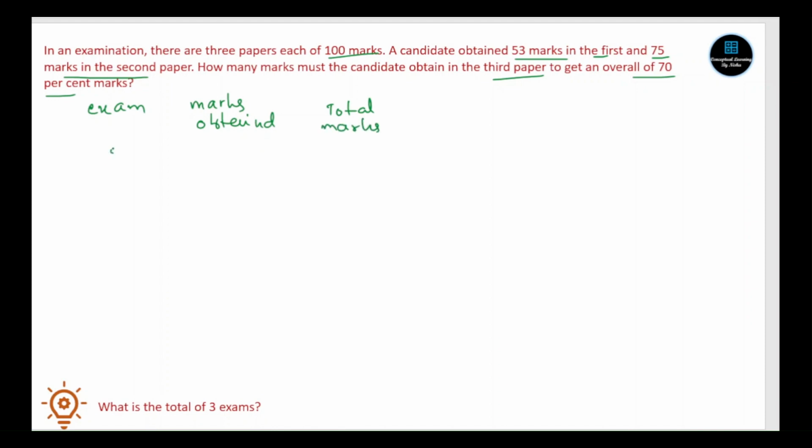So first exam, she obtained 53 out of 100. Second exam, 75 out of 100. And let's say in the third exam we have to find. So let's say in the third exam she obtained x marks out of 100.